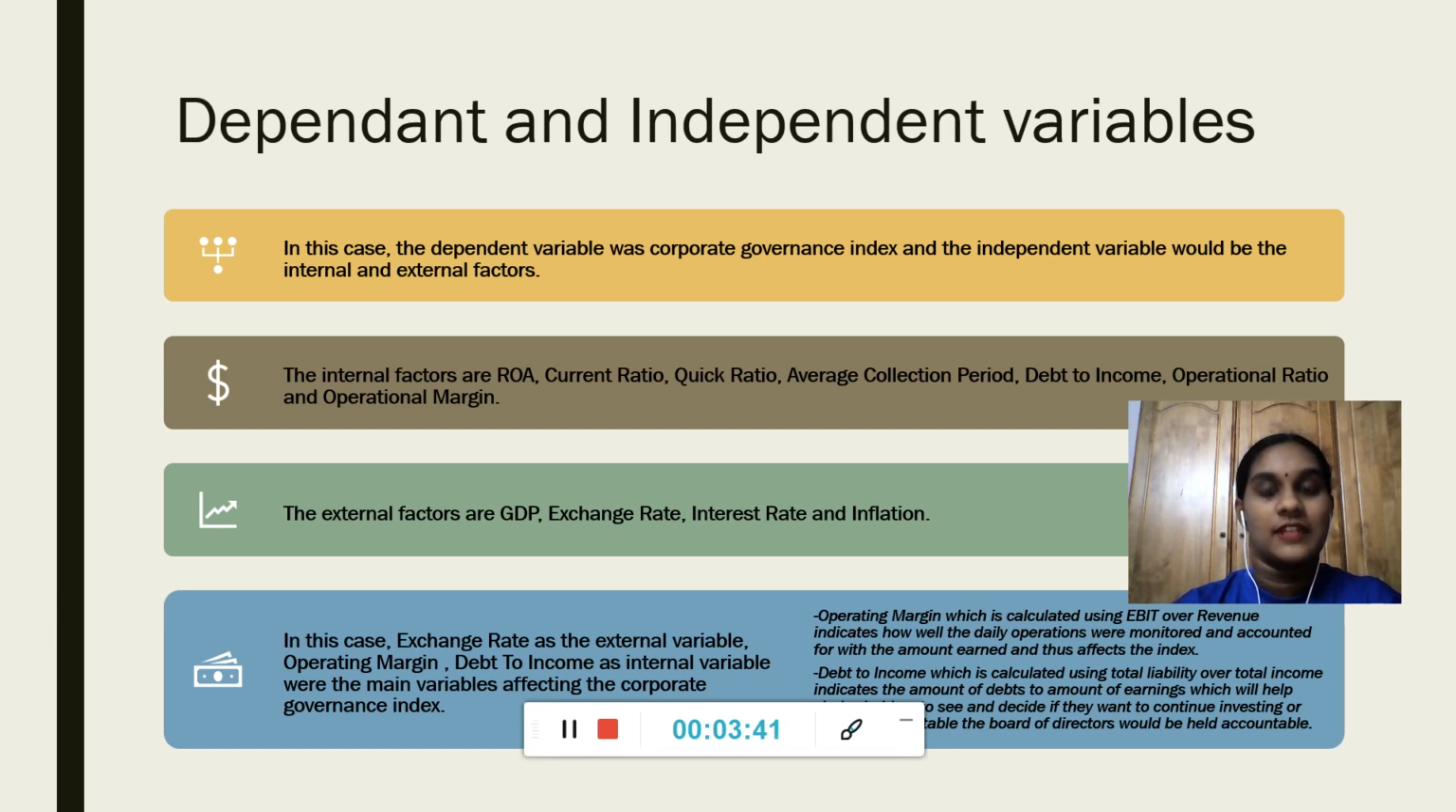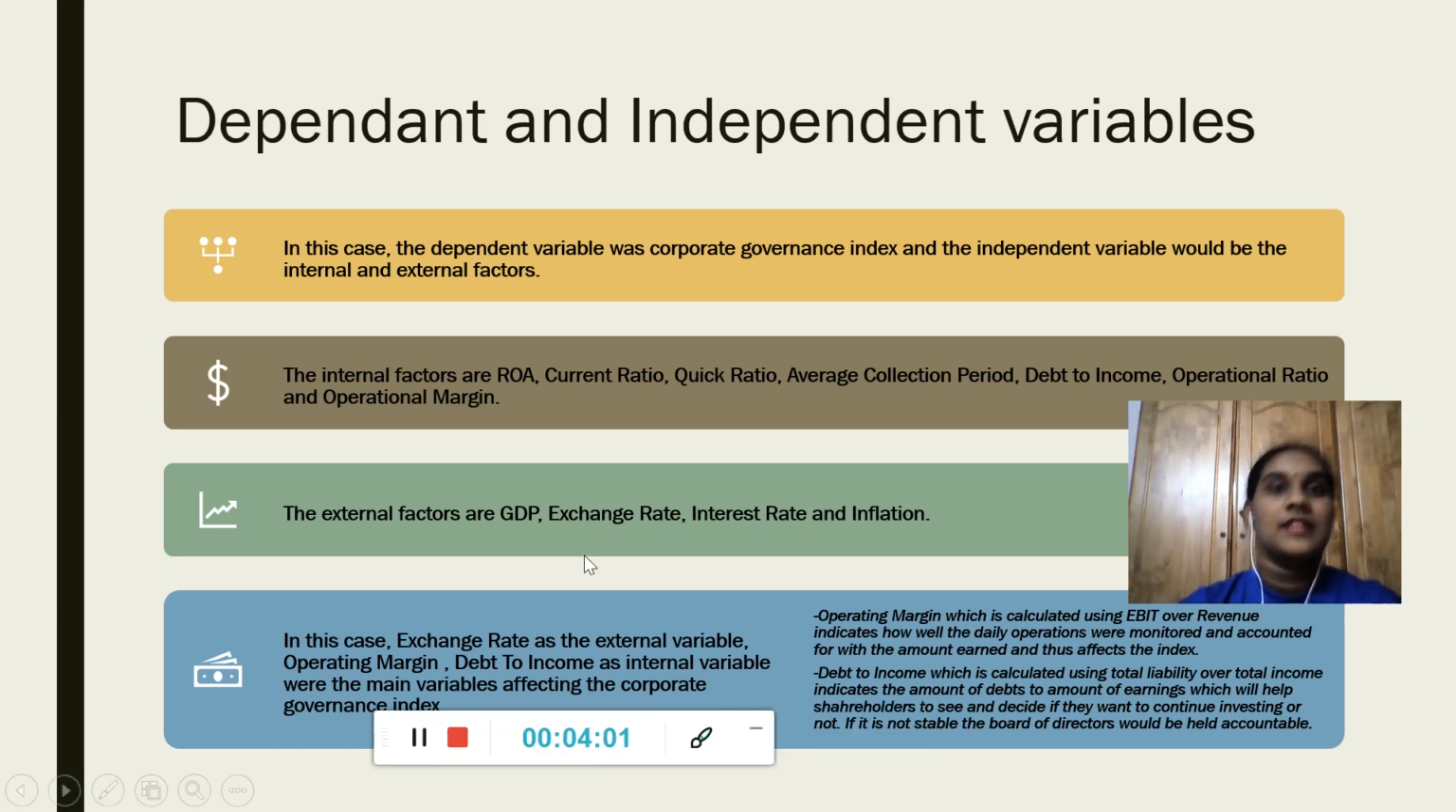Operating margin, which is calculated using EBIT over revenue, indicates how well the daily operations were monitored and accounted for with the amount earned, and thus affects the index. Debt to income, which is calculated using total liability over total income, indicates the amount of debts against earnings, which will help the shareholders to see and decide if they want to continue investing or not. So moving on to the next slide.